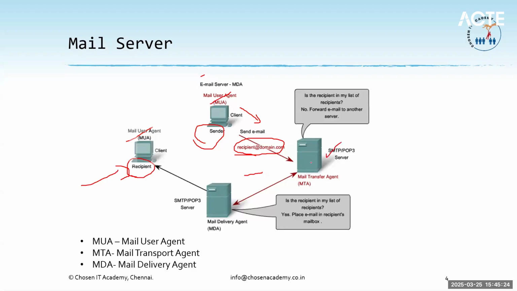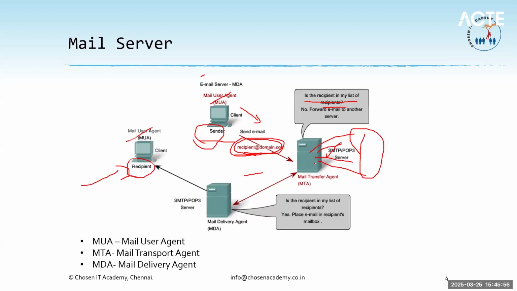First it will be received over here, and the moment it is received, it's going to do one quick check: is the recipient in my list of recipients or not? It means he's going to check whether this recipient@domain.com is within his reach or within his network. There are multiple people connected to this, so he does a quick check whether this person is within his reach.